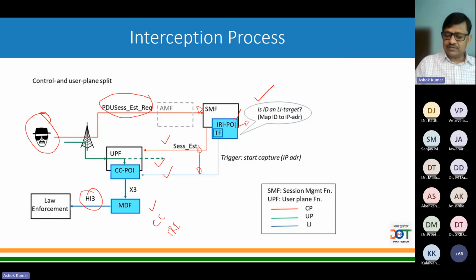Many times we get queries: in case of 5G, how will interception happen? Since all the calls pass through UPF, UPF is the point of interception where we can get call content, and from all other network functions we get certain metadata, that is, intercept related information.